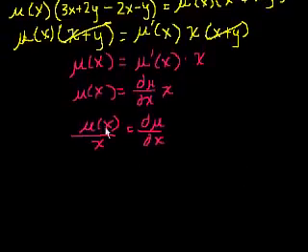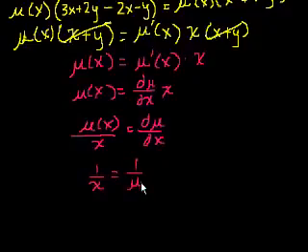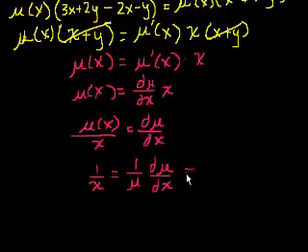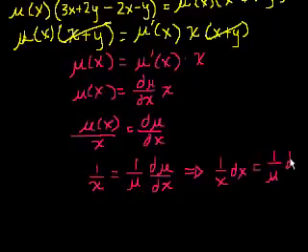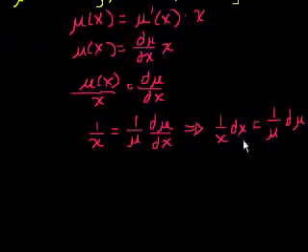And then let's divide both sides by mu of x, and we get 1 over x is equal to 1 over mu, that's mu of x, I'll just write 1 over mu right now for simplicity, times d mu dx. Multiply both sides by dx, you get 1 over x dx is equal to 1 over mu of x d mu. Now you could integrate both sides of this, and you'll get the natural log of the absolute value of x is equal to the natural log of the absolute value of mu, etc., etc.